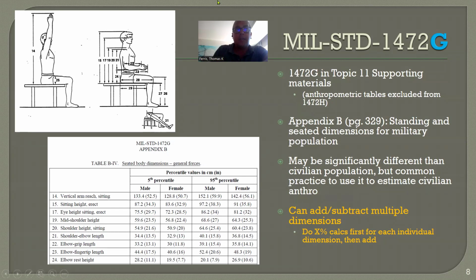And I want you to realize that the way you should do that is to calculate your given percentile for each dimension and then add those linkages together. So, for example, don't add everything together for the 5th percentile and everything together for the 95th percentile, and then find the point in between. Instead, I need you to find the popliteal height, which is the ground to the backside of the knee, 27.